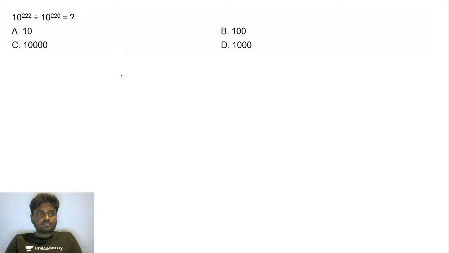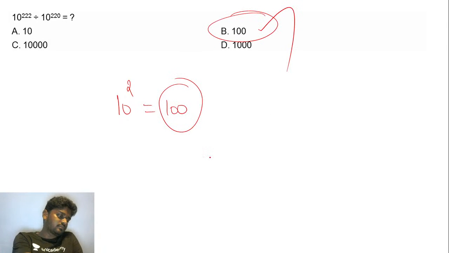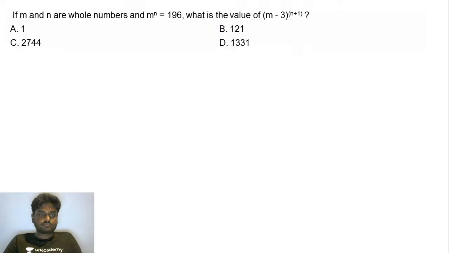That is 10 power 222 divided by 10 power 220. You'll be getting 10 power 2, which is nothing but 100. That's it. Getting this, everyone? Next question. Come on, try to solve this.